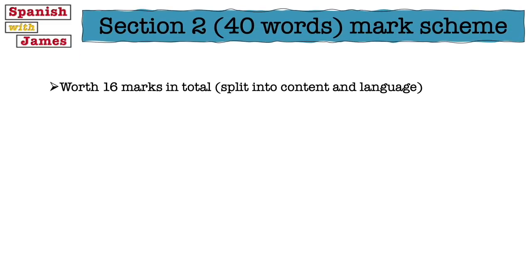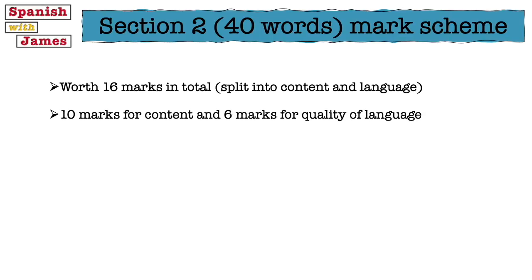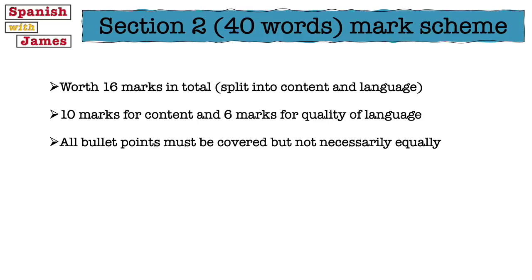Now the mark scheme for this one splits the 16 marks into content and language, 10 marks for content and 6 marks for quality of language. All the bullet points need to be covered, but as I said, you don't need to write exactly the same number of words about each one.